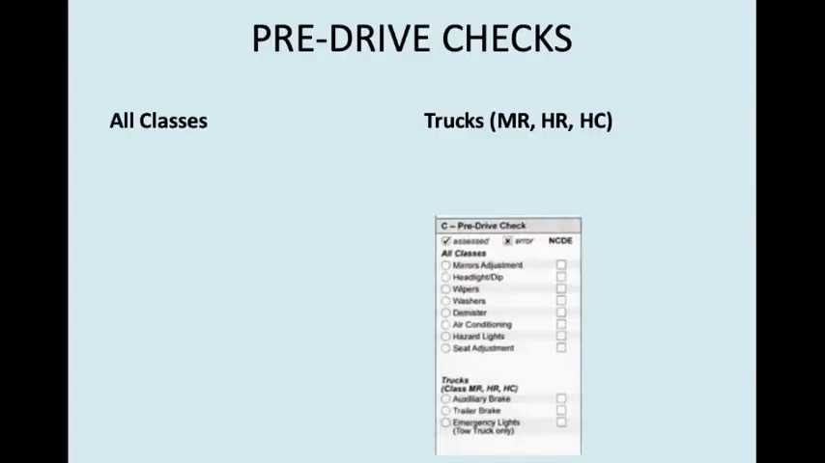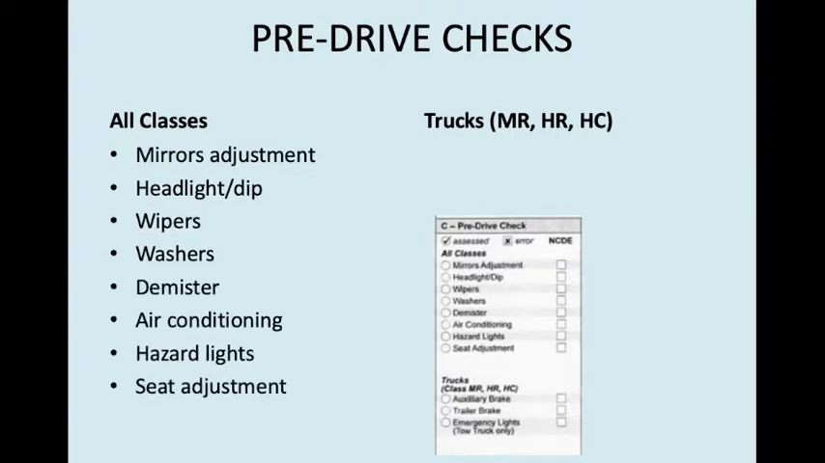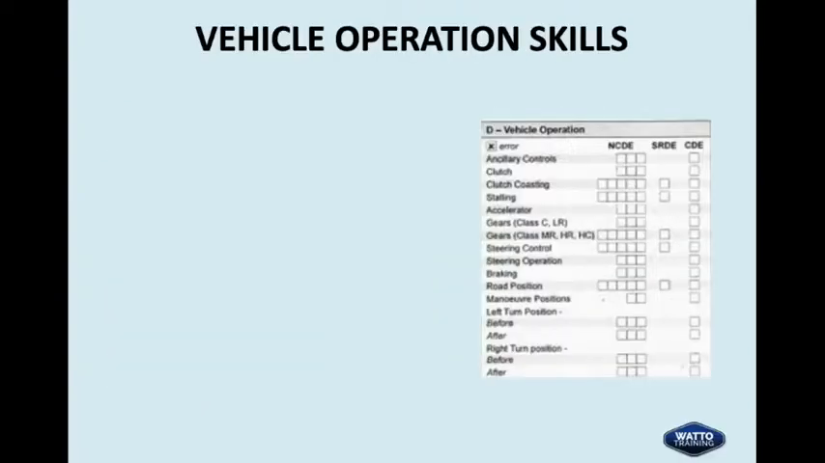Okay, pre-drive checks, Section C. We've got mirror adjustment, headlight and dip, wipers, washers, demister, air conditioning, hazard lights, and seat adjustment. Trainers, ensure that your learners are able to adjust appropriately and identify the location of each of those checks. MR, HR and HC instructors, we've got the auxiliary brake and the trailer brake as well.